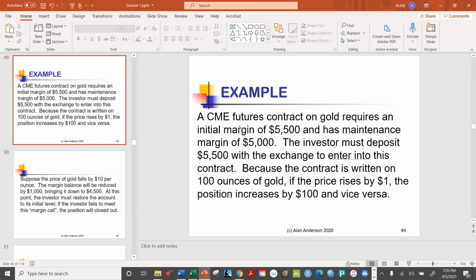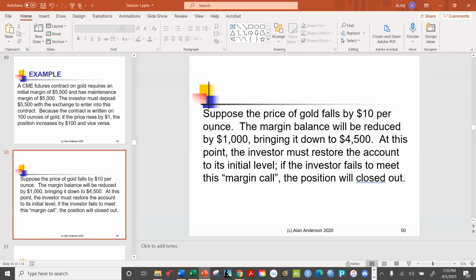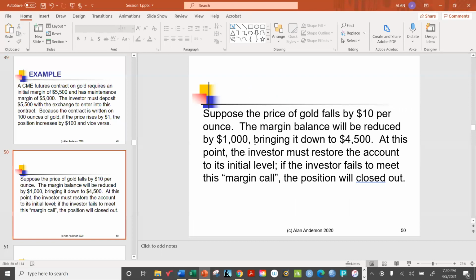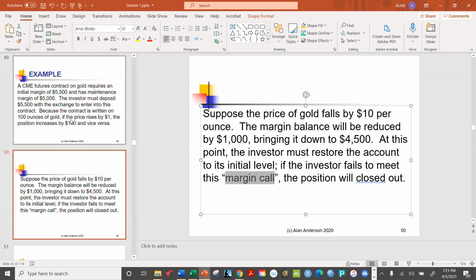So like here, for example, all it would take is for gold to fall by $10 an ounce to reduce your margin balance by 1,000. That brings you down to 4,500. Now, remember, the maintenance margin is 5,000. That means you now have to put more money in this account, and it has to go back up to the initial margin level. So in other words, you're not just putting back another 500, you actually now have to put back 1,000. And this is referred to as a margin call. The dreaded margin call, or you must put up more money, otherwise your position will be wiped out.